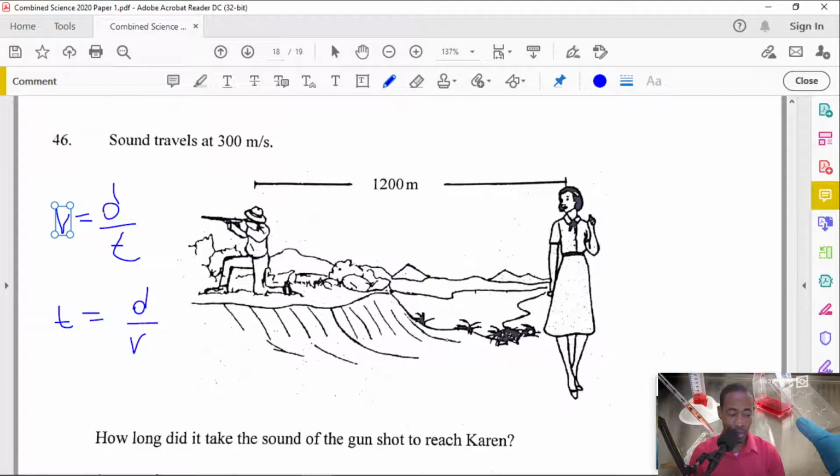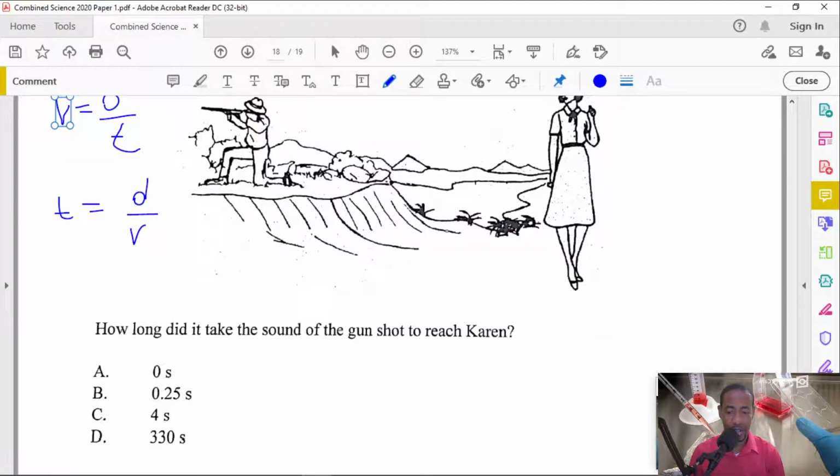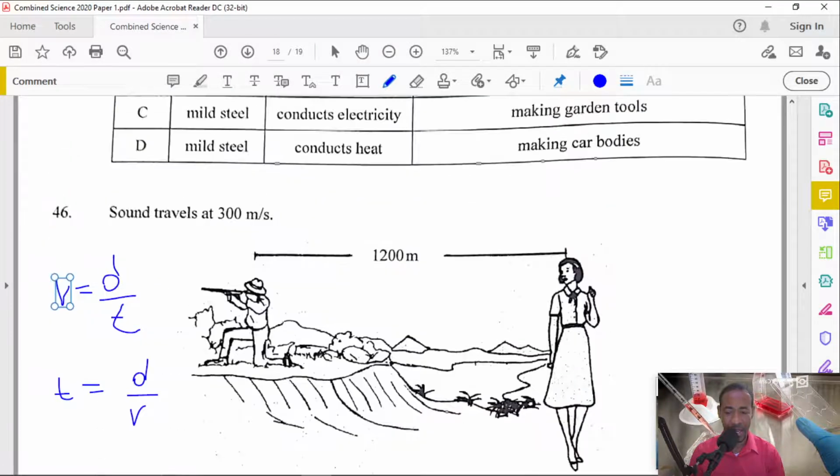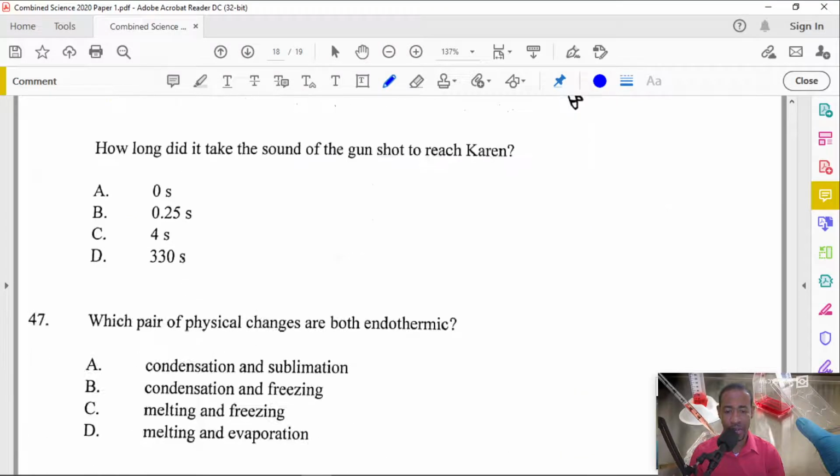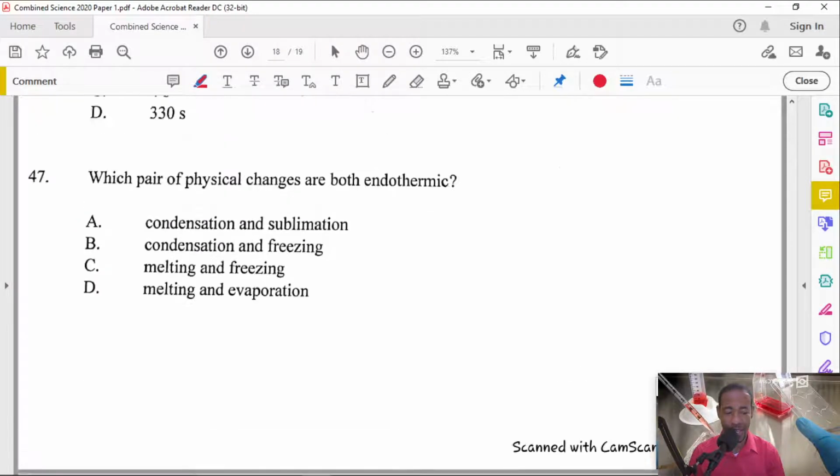1,200 over 300, what would you get? Use a calculator and get that. You should get 4 because 1,200 divided by 3 will give you 4. And so this will be 4 seconds for this option here. Okay, 4 seconds. Now, question number 47, and we are almost at the end.